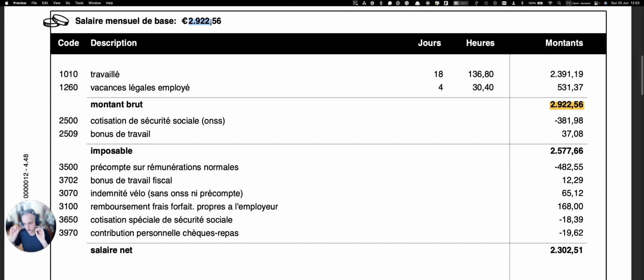Why am I talking about theoretical and not the actual monthly gross salary? Because if you are in a situation where during the month you take unpaid leave, so leave for which you are not paid, the actual gross salary will not be the same as the theoretical one, or the one that is on your employment contract, right? Because the days you are not paid, of course, are deducted from your gross salary.